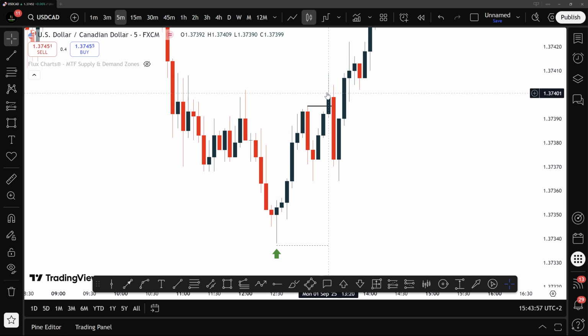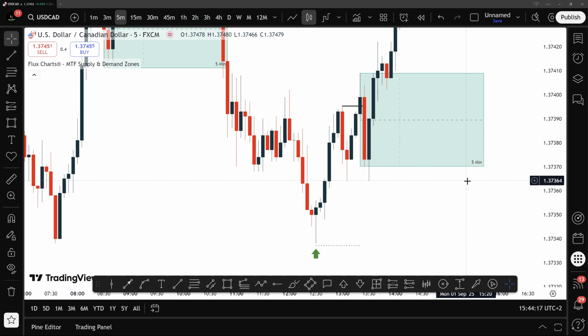That is why on the next move we retraced and then price started to move to the upside. So to think about it very easily, think about it as if the one momentum was not strong enough to beat the other, that means the other one is still strong. So just think of it in that way.